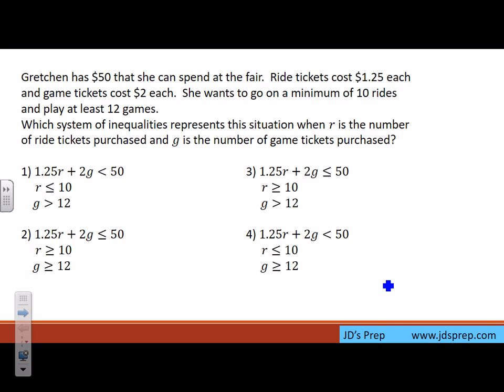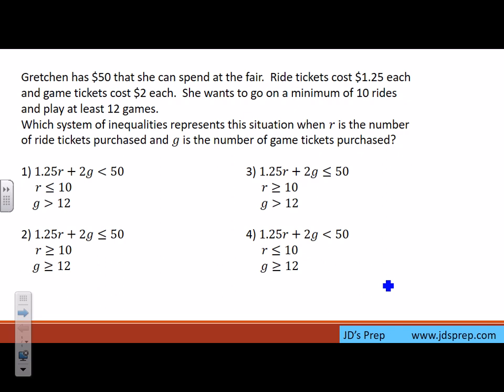The ride tickets at the fair cost $1.25 each, and game tickets cost $2 each. She wants to go on a minimum of 10 rides and play at least 12 games. Of the four systems of inequalities that we are given, we want to know which one represents this situation when R is the number of ride tickets purchased and G is the number of game tickets purchased.